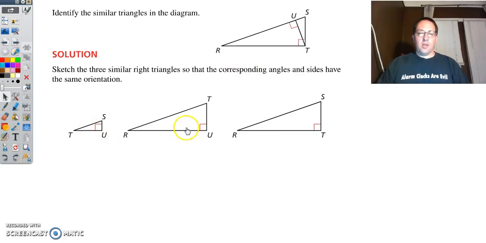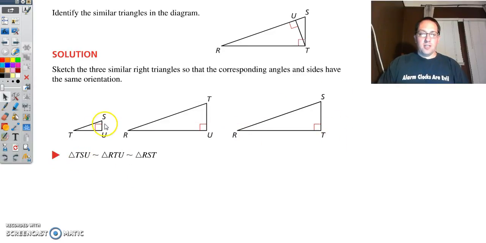So here we have all three triangles. You've got the little one, triangle TSU, and we've got triangle RTU, and we've got triangle RST, the original. All right. And when you have them out like this, it's a little easier to see which angles correspond to which angles. All right. And so we have triangle TSU is similar to triangle RTU is similar to triangle RST.